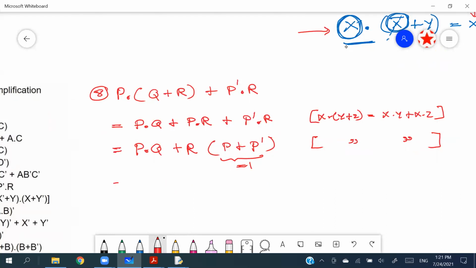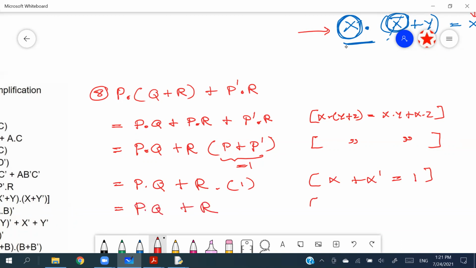So we can say P dot Q plus R dot 1. The reason is x plus x bar dash equals 1. And then we can say P dot Q plus R is the final answer because x dot 1 equals x. Right? So that's the one which is going to be the final answer.